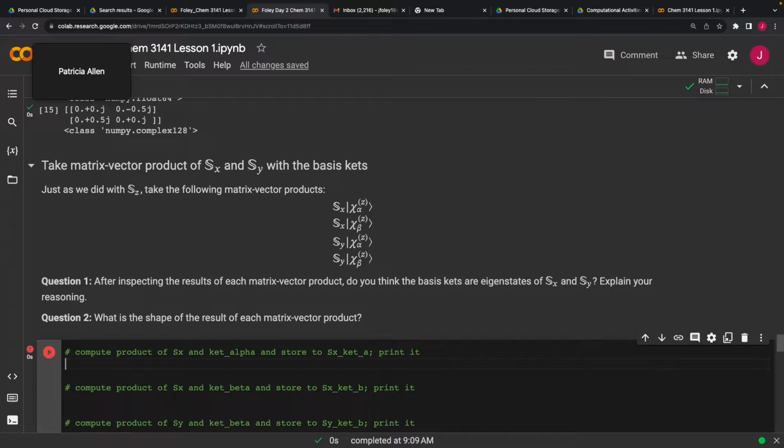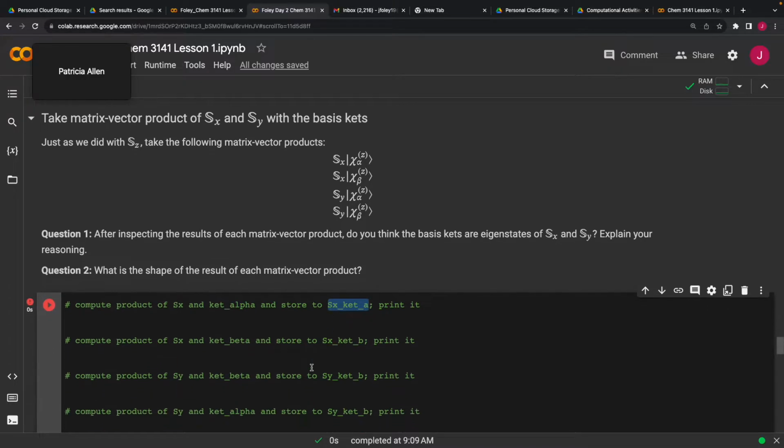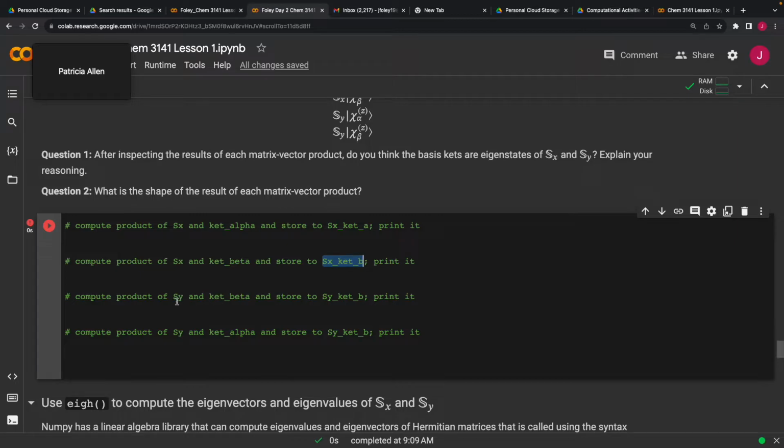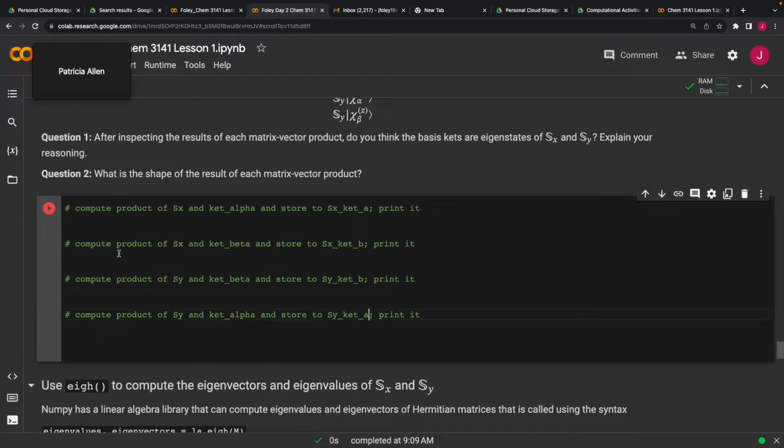So we're going to compute the product of Sx and ket alpha and store it to Sx_ket_A, like this, and then print it. Do the same thing for Sx on ket beta, store it to Sx_ket_B, print it. And do the same thing with Sy on ket beta and ket alpha. This is a typo here. You should store Sy on ket alpha to Sy_ket_A and print it.